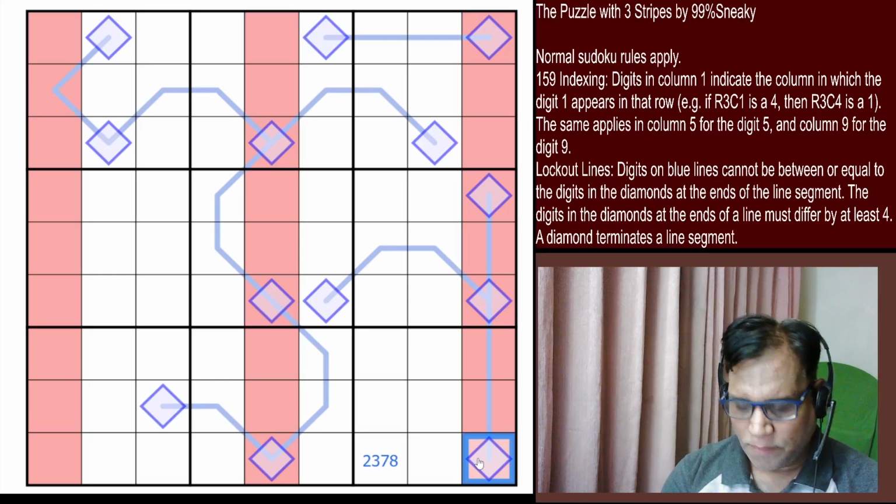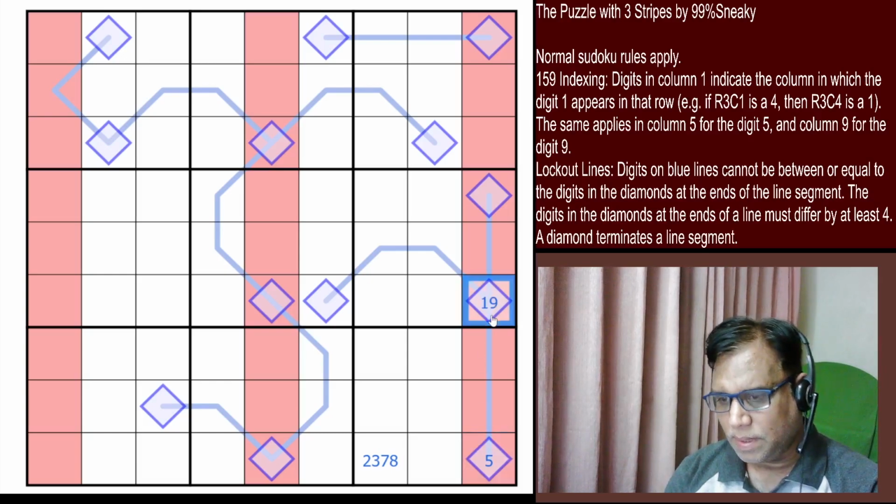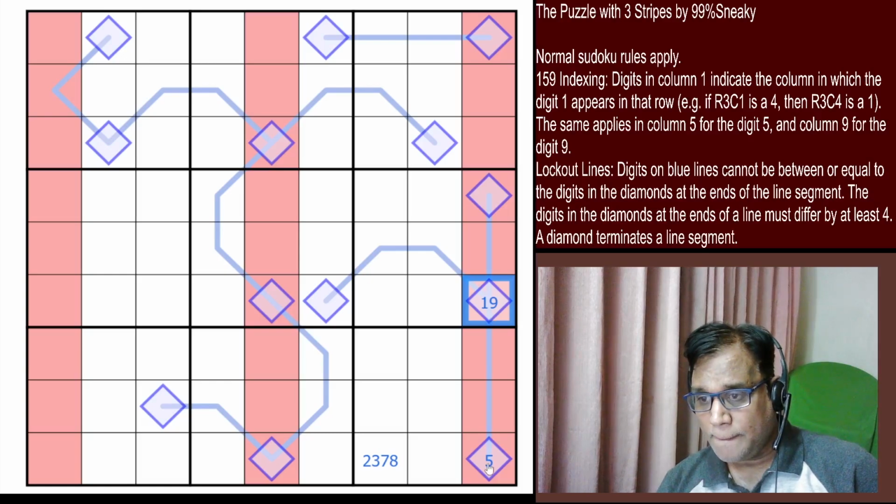What about 5? If 5 is there, 5 is anywhere, right? The other must be 1 or 9, because those are the only 2 digits which are nearest to 5. So let's say if that's 1, whatever restrictions will be the same for 9 also.